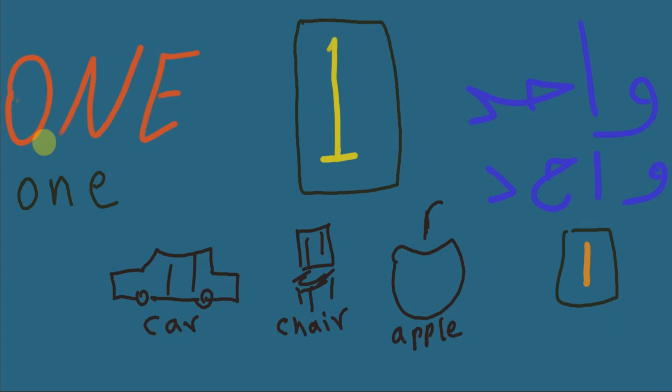This is capital letter 1, O-N-E, small letter O-N-E. That's how the number 1 looks when we write it in math. And we mean one thing, one car, one chair, one apple. In Arabic, it's واحد. This is the script form, and this is the broken form, the letters separated. That's how it looks.